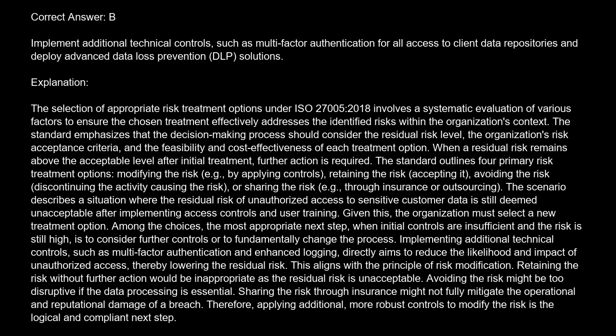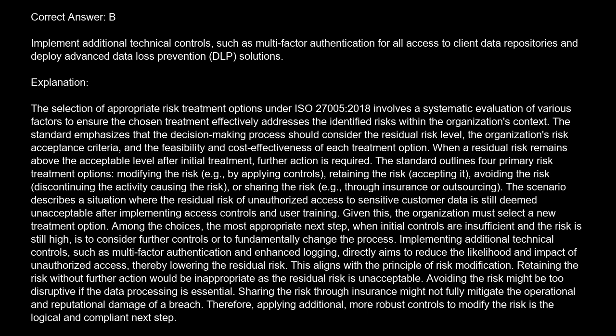When a residual risk remains above the acceptable level after initial treatment, further action is required. The standard outlines 4 primary risk treatment options: modifying the risk, e.g., by applying controls, retaining the risk, accepting it, avoiding the risk, discontinuing the activity causing the risk, or sharing the risk, e.g., through insurance or outsourcing. The scenario describes a situation where the residual risk of unauthorized access to sensitive customer data is still deemed unacceptable after implementing access controls and user training. Given this, the organization must select a new treatment option.